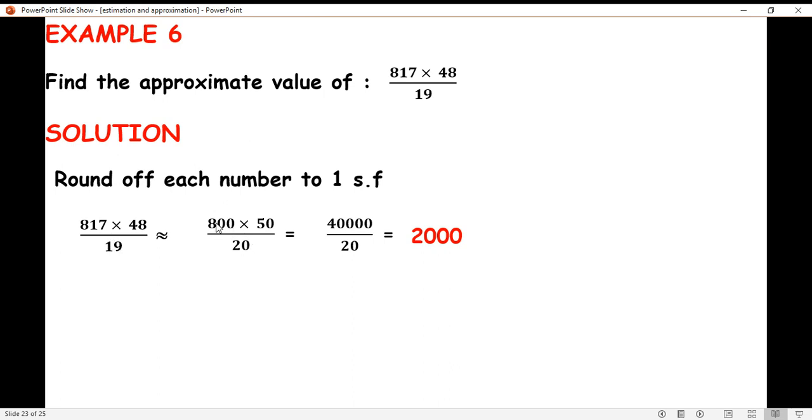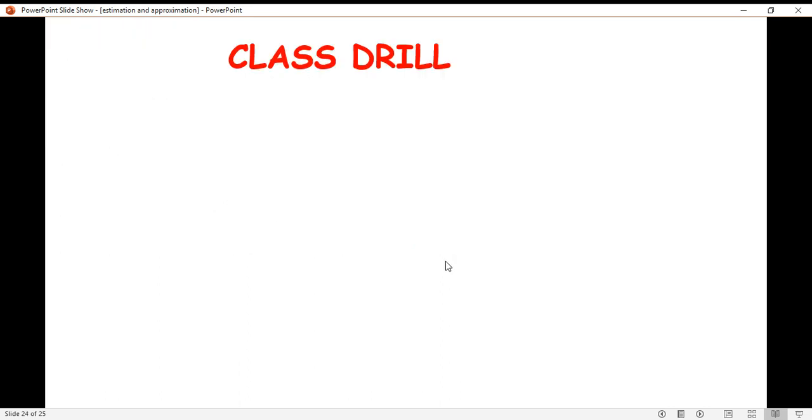You now multiply 800 times 50, which will give us 40,000, divided by 20. By the time we divide this, what we're going to have is 2,000. 2,000 is our final answer.